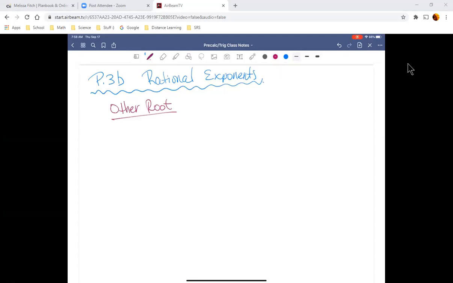So there are the third roots. Right? You know how like this would have been the square root? We just never put that little 2 in there when we talk about square roots, because we just call that little symbol a square root. But we have other roots besides just square roots. So we can actually take the third root of something. So you're just going to put like a little 3 in the little radical symbol.